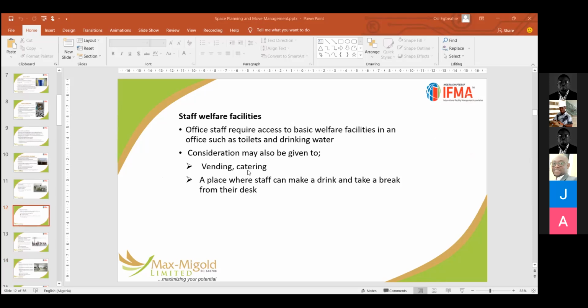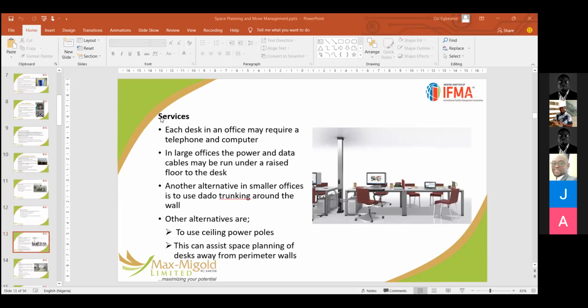Staff welfare facilities are also very important. I mentioned the office requires access to basic welfare facilities, such as toilets and drinking water. I want to overemphasize that consideration may also be given for vending and catering. There's this machine called a vending machine where you just slot in your cash and you get your snack, or probably make provision where people can buy snacks, and a place where staff can take a drink or take a break from their desks. Normally, you have breakout rooms in large office spaces.